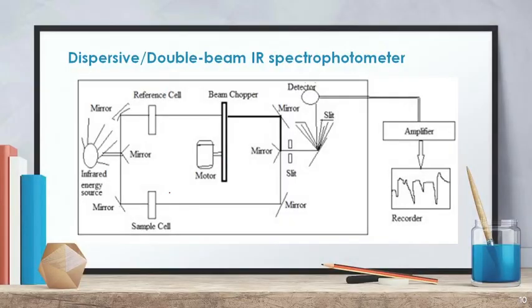Here is the schematic representation of a dispersive or double beam IR spectrophotometer. See here we have the source of radiation, this is the source, and here we have gratings or mirrors. This chamber we call the monochromator chamber.